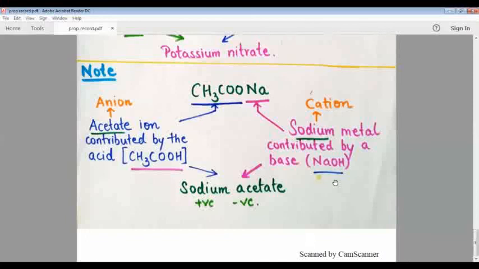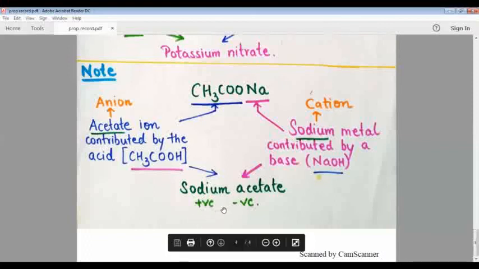So for the name, the naming trend will remain the same. Every time you need to start with the positive part. So my positive part is sodium in this particular salt. So sodium acetate. The next will be the negative part. Clear with this? So the name is sodium acetate.